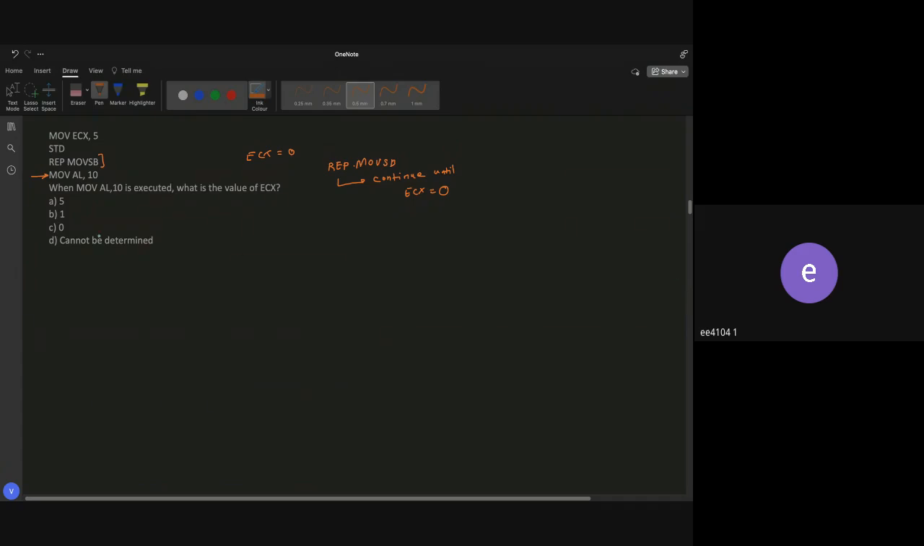Is it clear how we are getting it? It's similar to the first question we did. There we had a true and false, and here we have to find the value of ECX. So, is it clear?